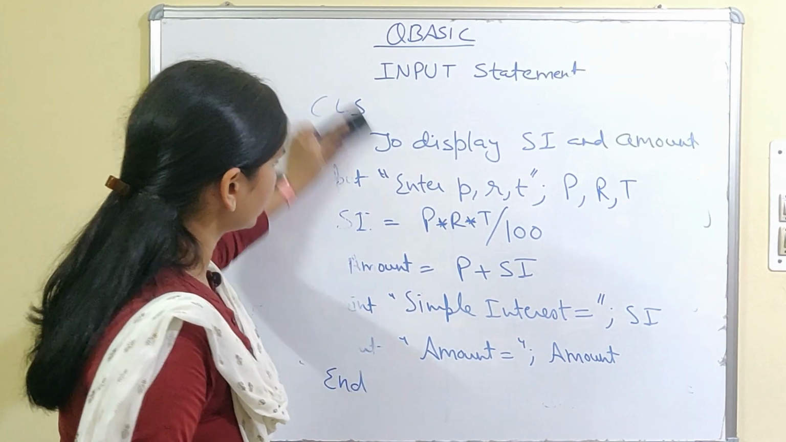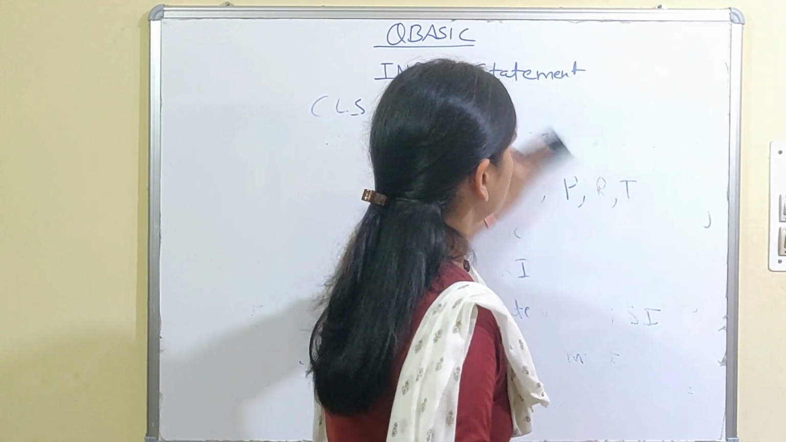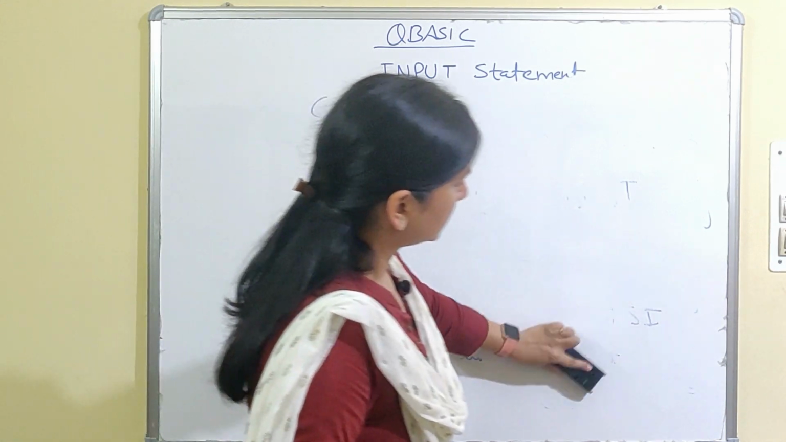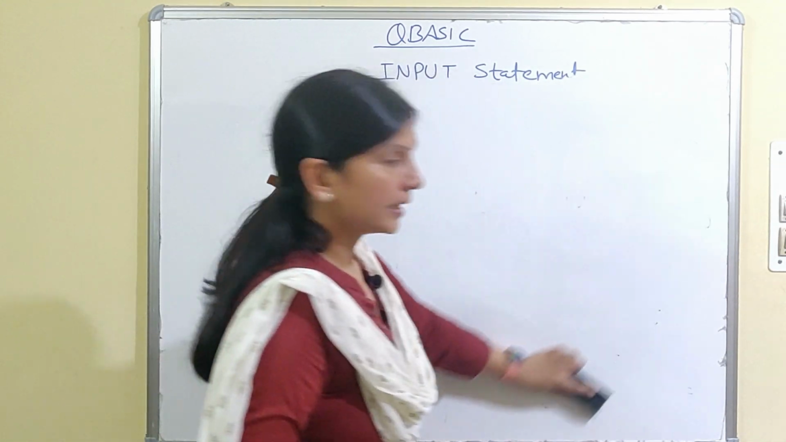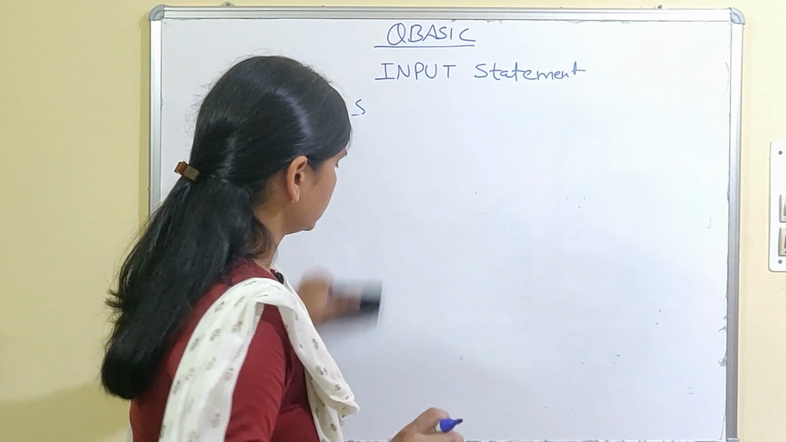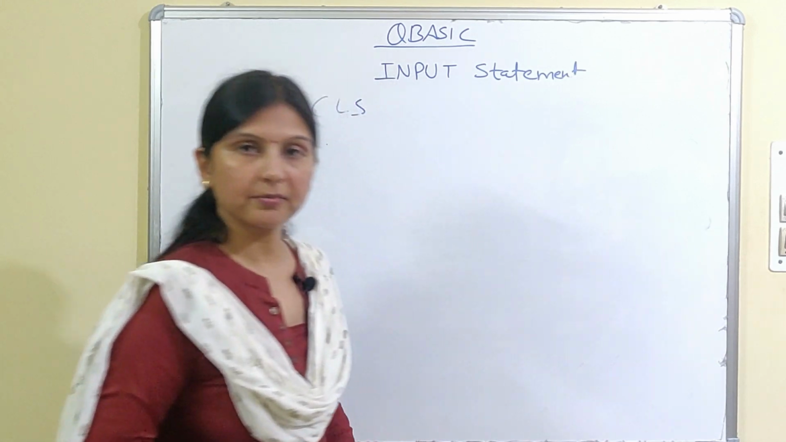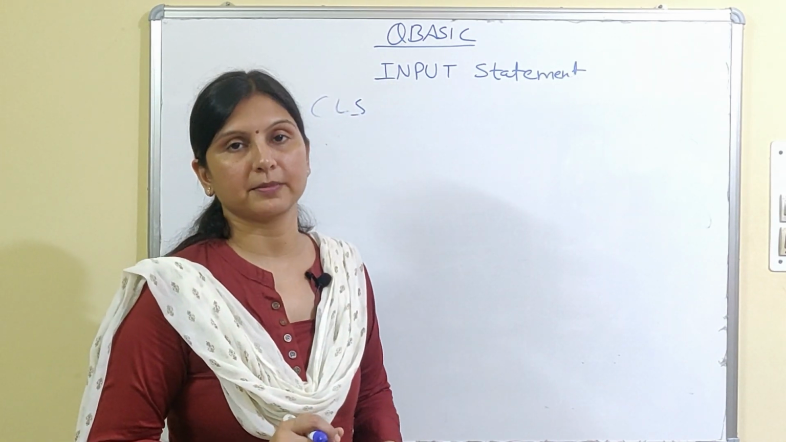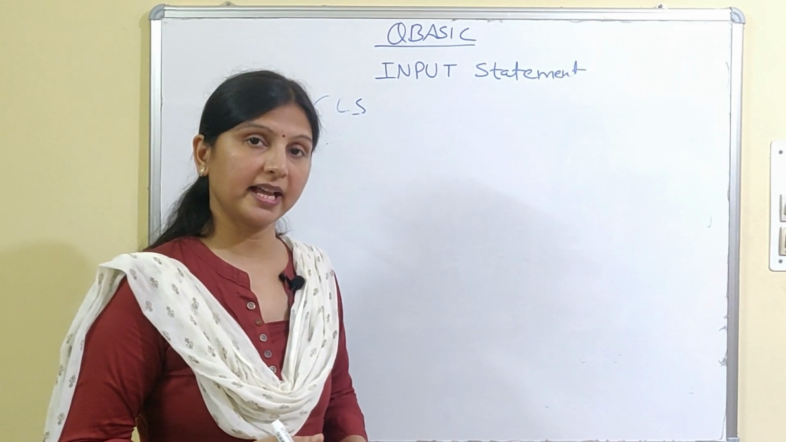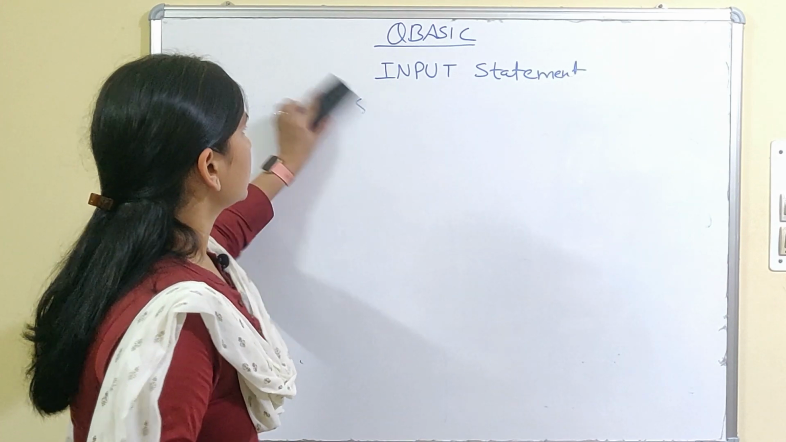Fine. Okay, now we will see the next program. Let's make one more program. Write a program to input your name and marks of 5 subjects, and then display your name as well as average. Fine. So let's start.